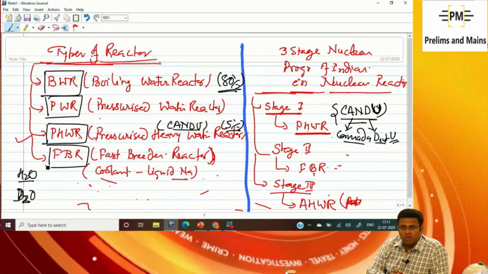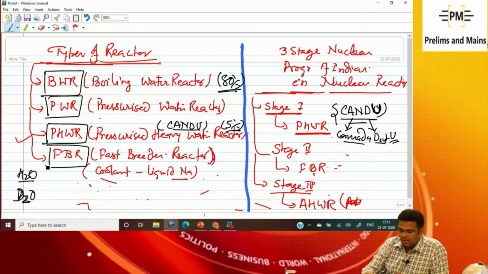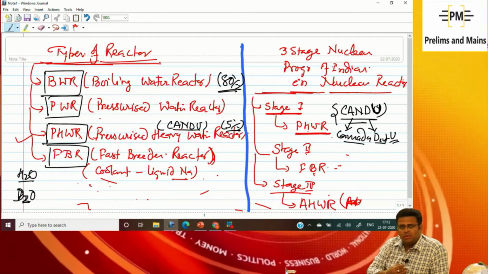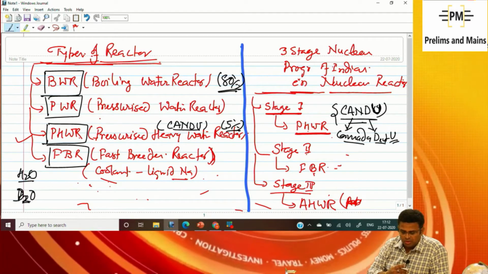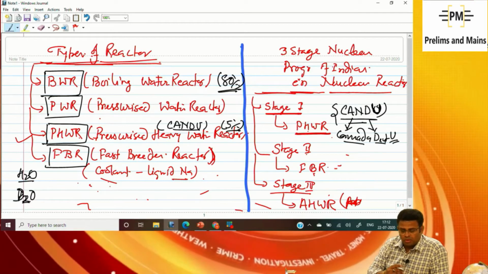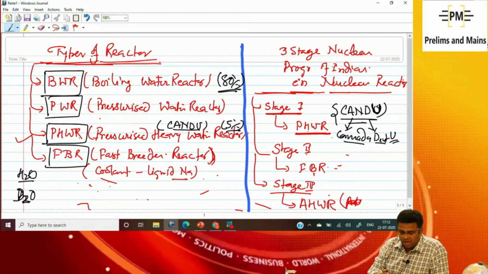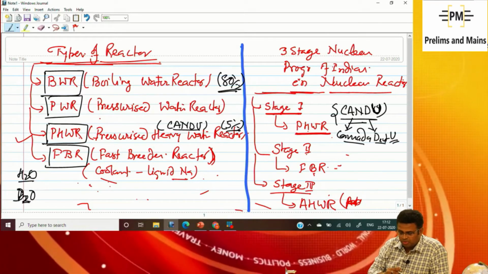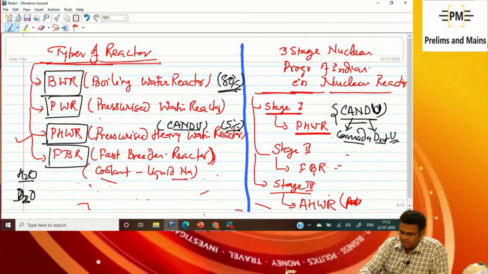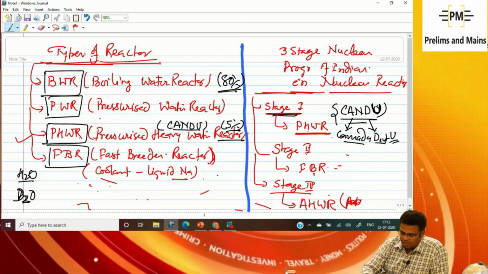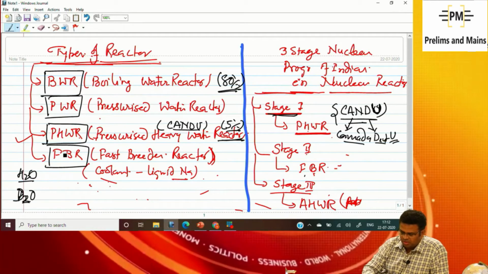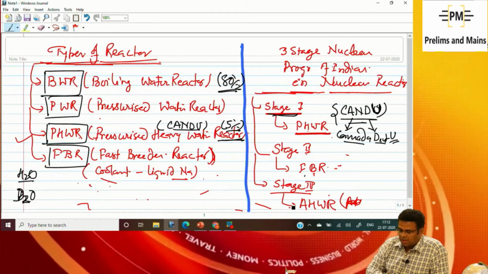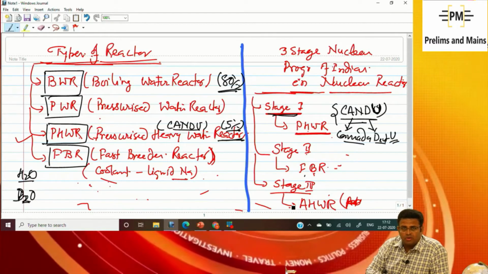Perhaps it is clear to all of you, and you are trying to remember these types of nuclear reactor where the energy is being produced. Boiling water reactor, pressurized water reactor, pressurized heavy water reactor, and fast breeder reactor. And stage 1 is the pressurized heavy water reactor, stage 2 is the fast breeder reactor, and then stage 3 is the advanced heavy water reactor.